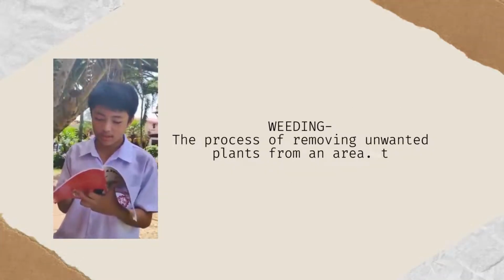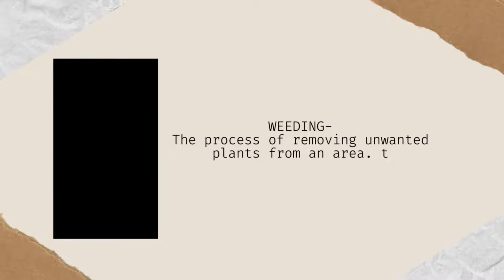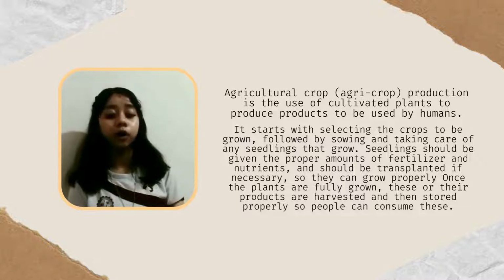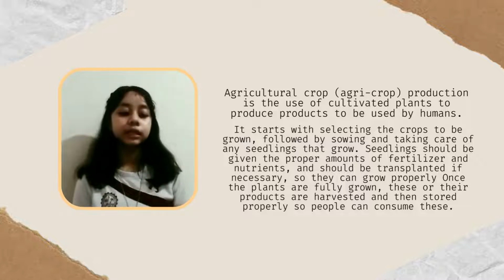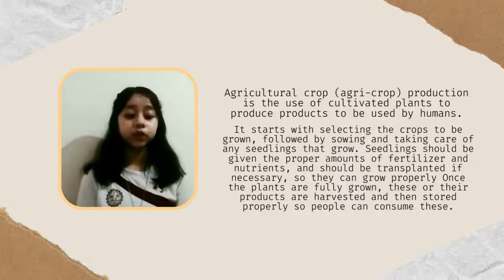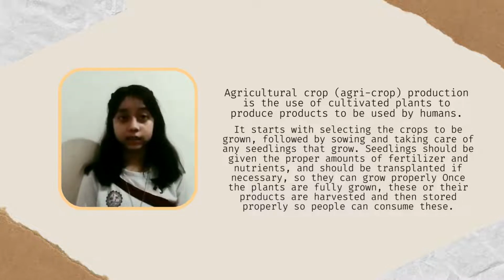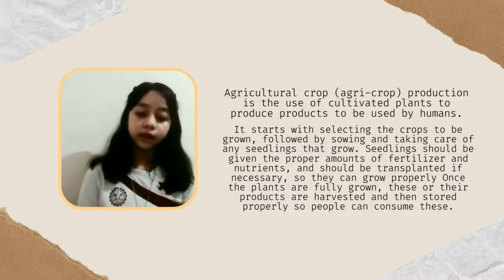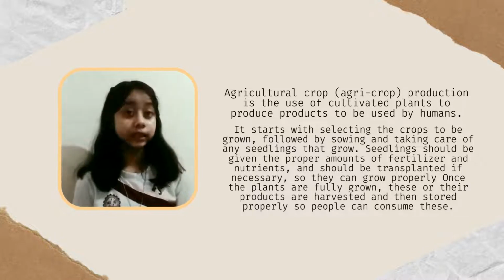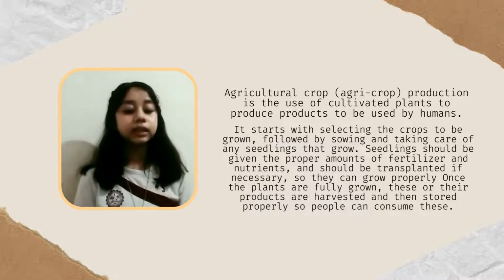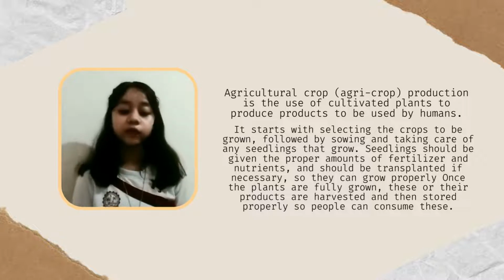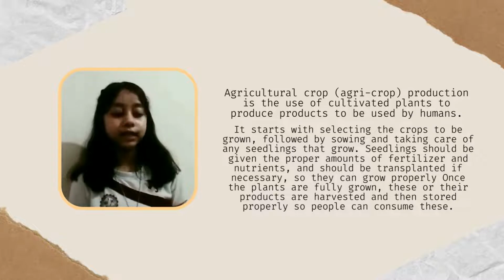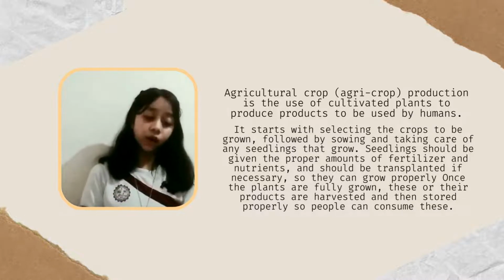Weeding: the process of removing unwanted plants from an area. What is agricultural crop? Agricultural crop or agri-crop production is the use of cultivated plants to produce products to be used by humans. It starts with selecting the crops to be grown, followed by sowing and taking care of any seedlings that grow. Seedlings should be given the proper amounts of fertilizer and nutrients, and should be transplanted if necessary, so they can grow properly.